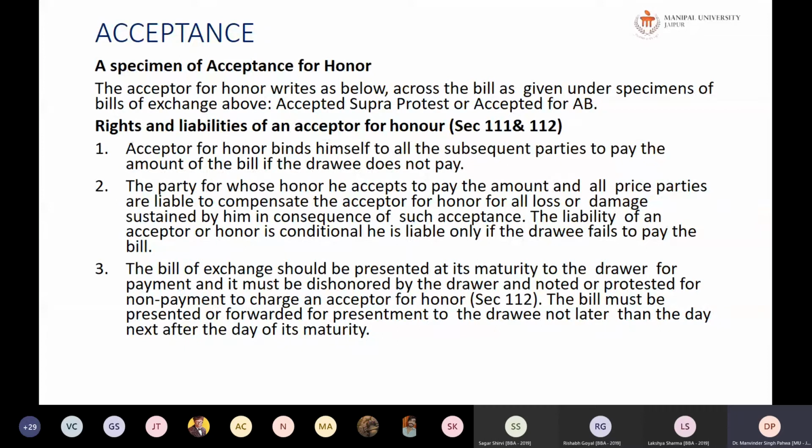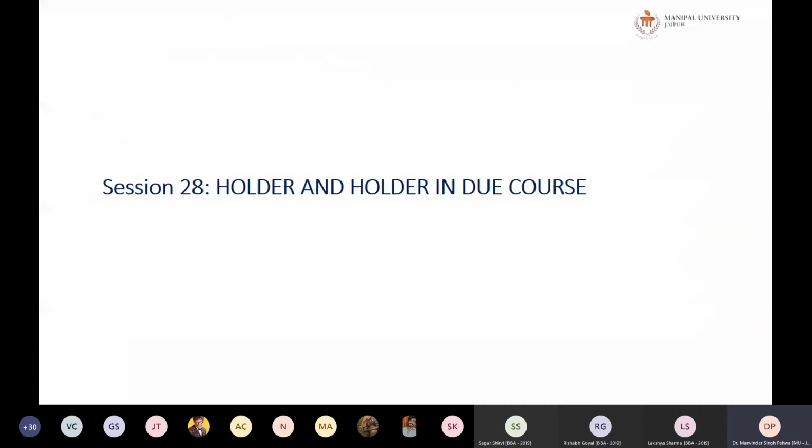Next, the bill of exchange should be presented at maturity to the drawee for payment, and it must be dishonored and noted and protested, presented or forwarded for payment to the drawee. So these things are essentials. You can say there are further essentials as well. Okay, so this is about the acceptance for honor.